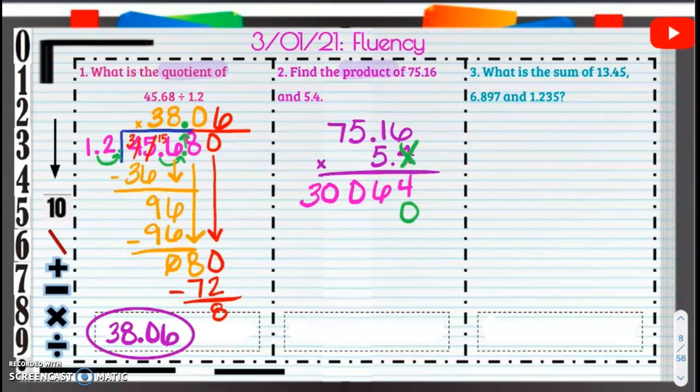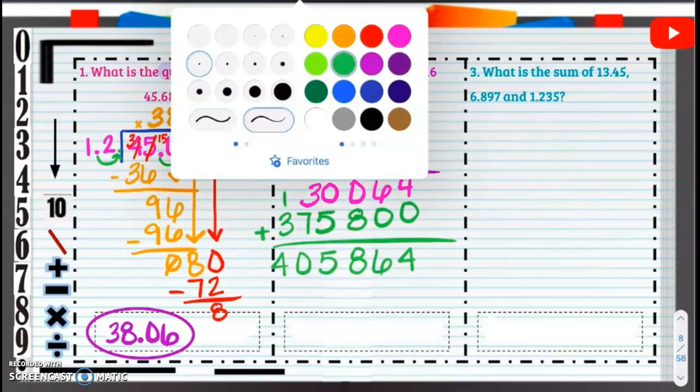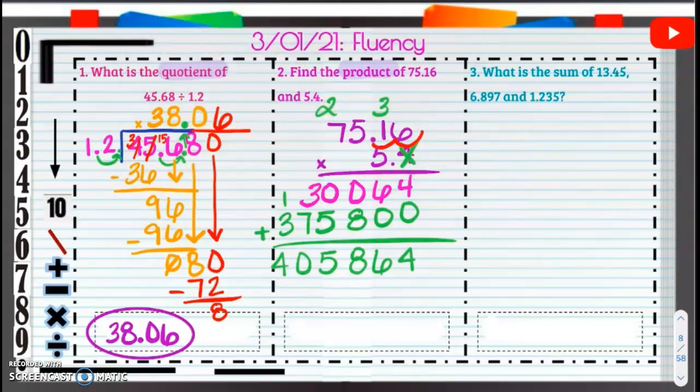Alright, 5 times 6 is going to be 30. 5 times 1 is 5, plus 3 is 8. 5 times 5 is 25. 5 times 7 is 35, plus 2, 36, 37. And we're going to add. We get 4, 6, 8, 5, 10, 3, and 4. Now our decimal goes in 1, 2, 3. So our answer is going to be 405 and 864 thousandths.